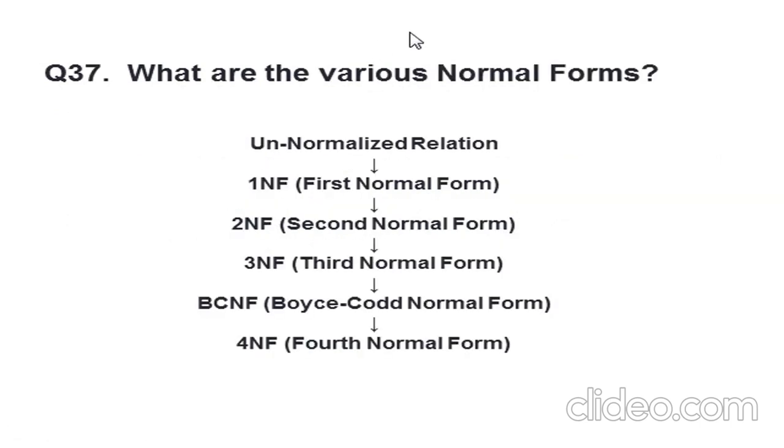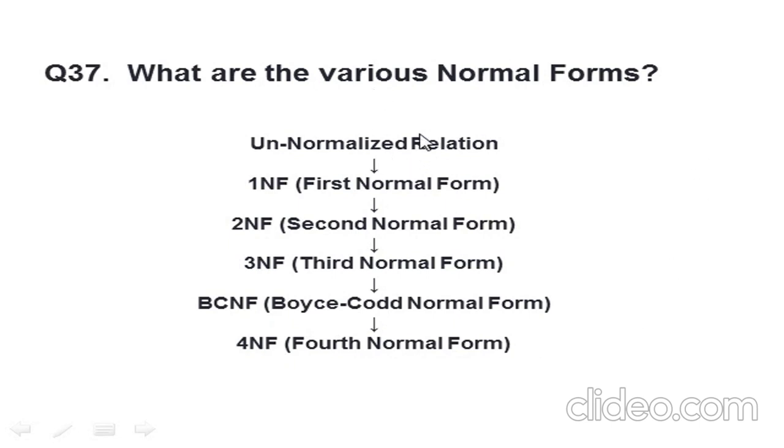Next, what are the various normal forms? Normalization is typically achieved with the help of these normal forms. You have various normal forms like first normal form, second normal form, third normal form, Boyce Codd normal form, and fourth normal form. And these are the short names: 1NF stands for first normal form, 2NF for second normal form, 3NF for third normal form, BCNF for Boyce Codd normal form, and 4NF for fourth normal form.